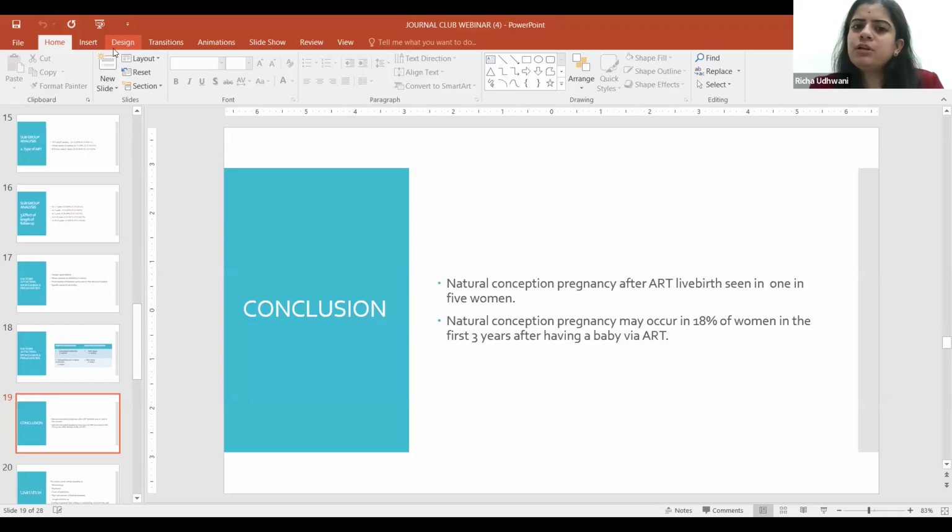Coming to the conclusion, natural conception after ART was previously thought to be a rare thing, but in their systematic review and meta-analysis, it has come out that 1 in 5 women could have a natural conception, and it may occur in 18% of women in the first 3 years after having a baby via ART.